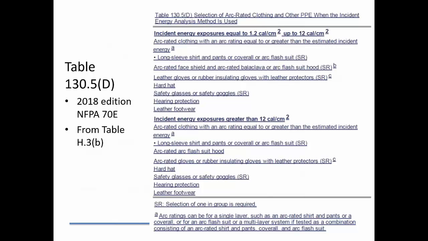Table 130.5(D), this is the table that we brought forward from Annex H. It's Table H.3b. And there's only two ranges of incident energy. But within both of those ranges, it gives you a complete list of the personal protective equipment that you would be required to wear. So we have 1.2 to 12, and then 12 and greater. If you have an arc flash warning label, this is where you're supposed to go.